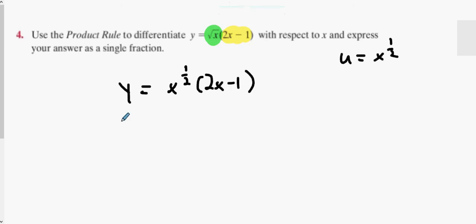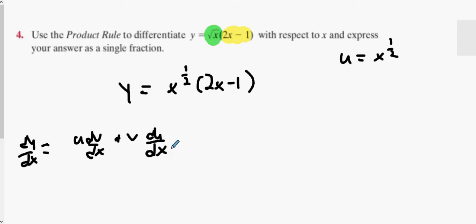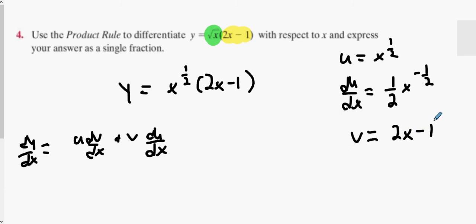Now the product rule is dy/dx equals u dv/dx plus v du/dx. And that's stored in your maths tables. Now, we're going to differentiate u, bring a half to the front, take 1 away from a half. Now we get v, and v is 2x minus 1, and then dv/dx is 2. Is that alright with you guys? Okie dokie.